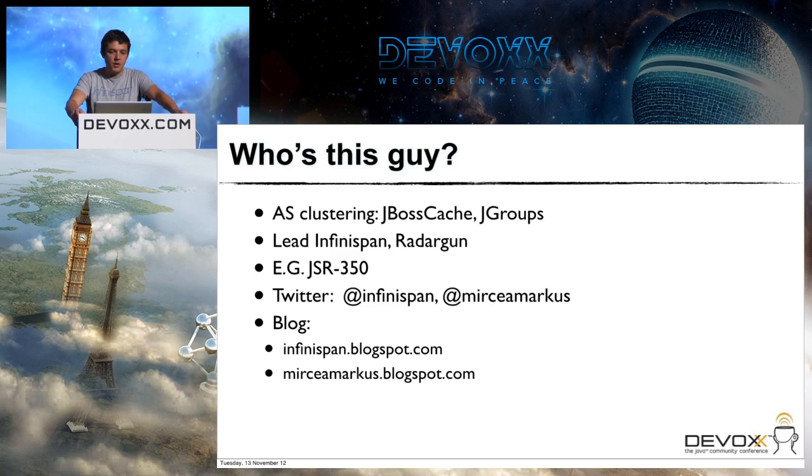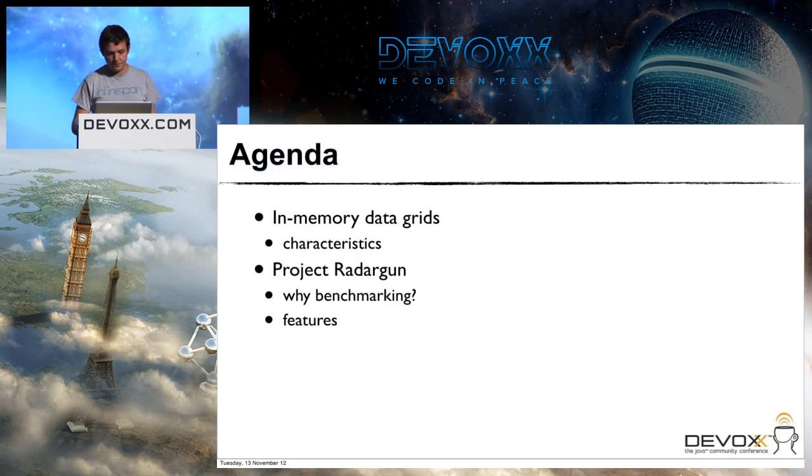I also started a project called Radargun, which is a tool we use for benchmarking the performance between our releases and also comparing ourselves with the competing projects. It's an open source project, and it's the project I'm going to discuss today. I'm also an expert group member in JSR 350, which is the Java state management JSR.